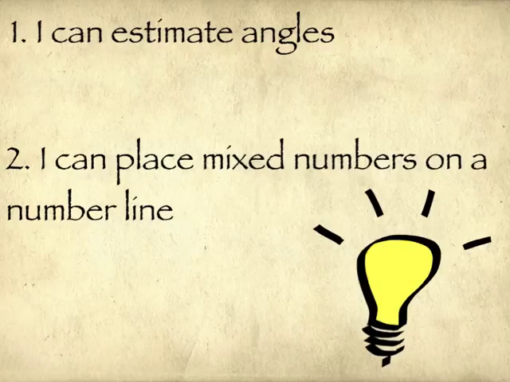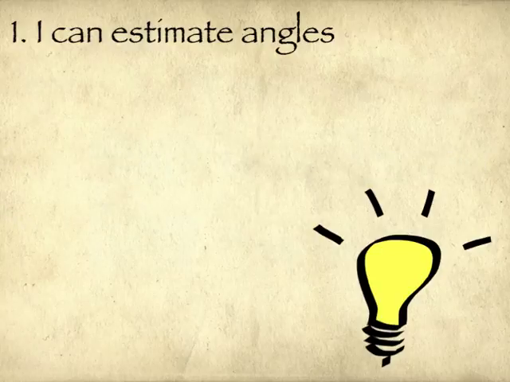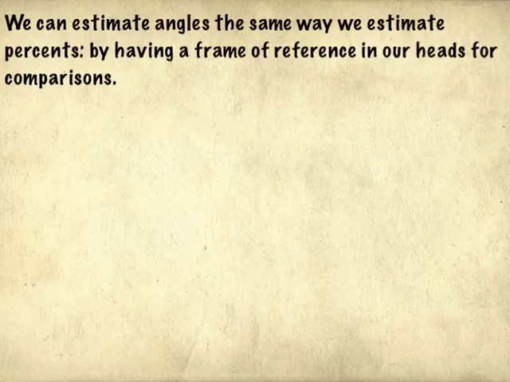Today we're going to talk about how to estimate angles and how to place mixed numbers on a number line. So we'll start by estimating angles. We can estimate angles the same way we estimate percents, by having a frame of reference in our heads for comparison. That just means we want to have a picture in our head of what certain angles look like, and that will help us do better estimations.